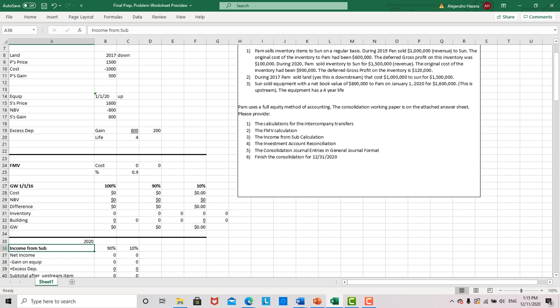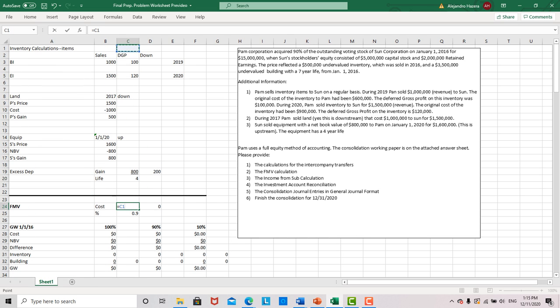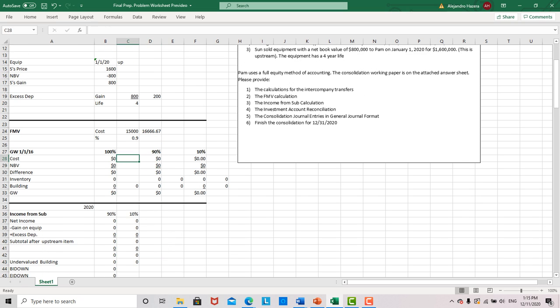Okay, so fair market value. Going back to the text of the problem, the cost of the acquisition is $15 million for a 90% acquisition. It's all in thousands, so I'll leave the zeros off. So 15 million divided by 90% gives you a perceived fair market value at 100% of 116,667,000 basically. That's your 100% column. Let's go down the 100% column.